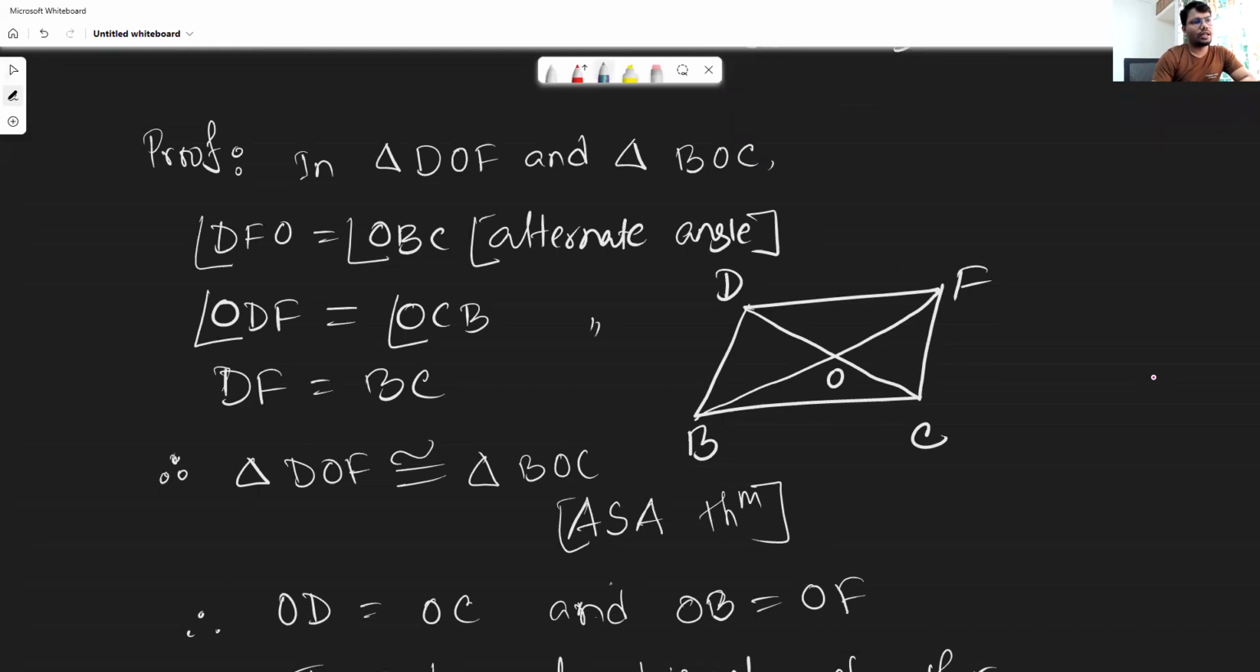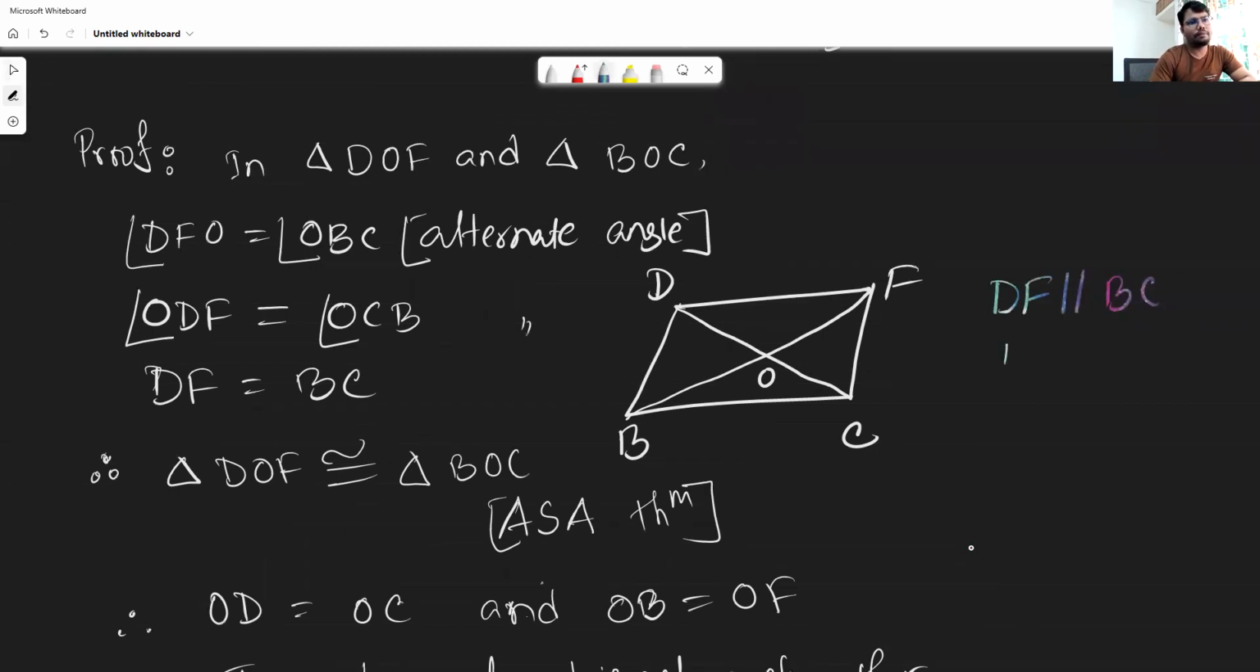Here this is a parallelogram. So definitely, parallelogram means DF is parallel with BC. Suppose DF is parallel with BC, and here BF is the transversal. They are parallel, this is the transversal. So these two angles must be alternate angles. In the same way, when DF is parallel with BC and we consider DC as a transversal, this angle must be equal with this angle. These are all alternate angles here.